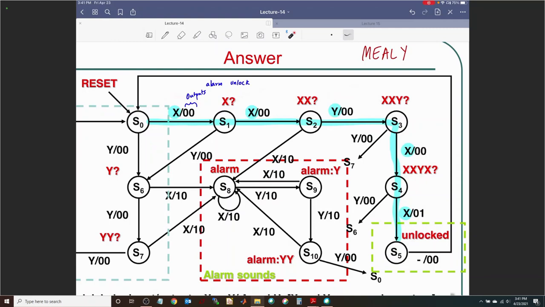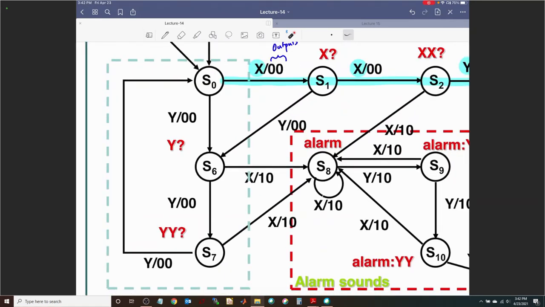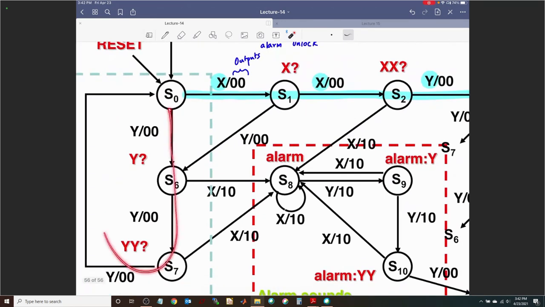Now, we will start incorporating the other states. For example, how do I reset it? Well, press Y 3 times. Okay, so let's see how it works with respect to S0. Press Y 3 times, right? Once, twice, and 3 times. So I've pressed Y here, Y again, Y for the 3rd time. And I have reset my FSM. While I was doing that from S0, didn't need to do an alarm, didn't need to unlock. So both outputs were 0 and 0. So that's this cycle here.